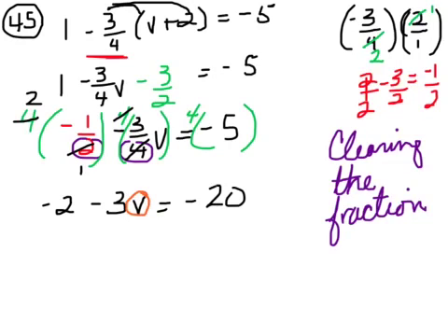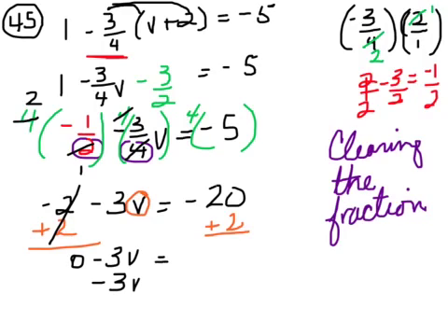So I've got a minus 2 here. I can add 2 to each side to get rid of it, okay? That's 0 minus 3v. Well, 0 minus 3v is a negative 3v. Negative 20 plus 2 is negative 18. Getting v by itself, I'll divide both sides by negative 3 because those are joined together with multiplication.